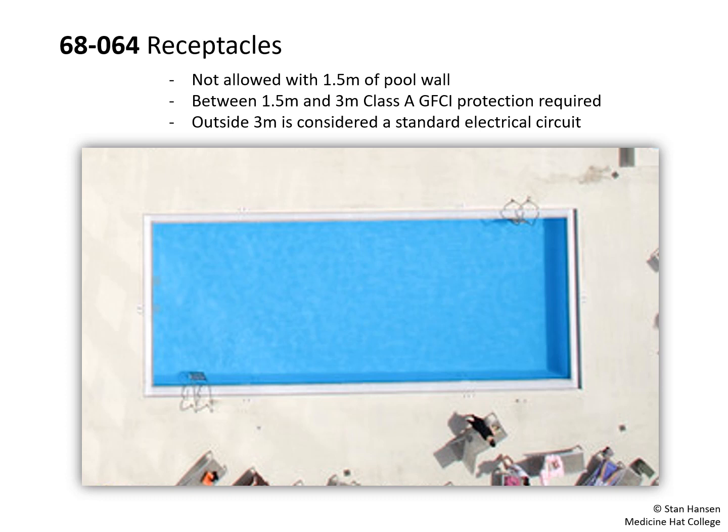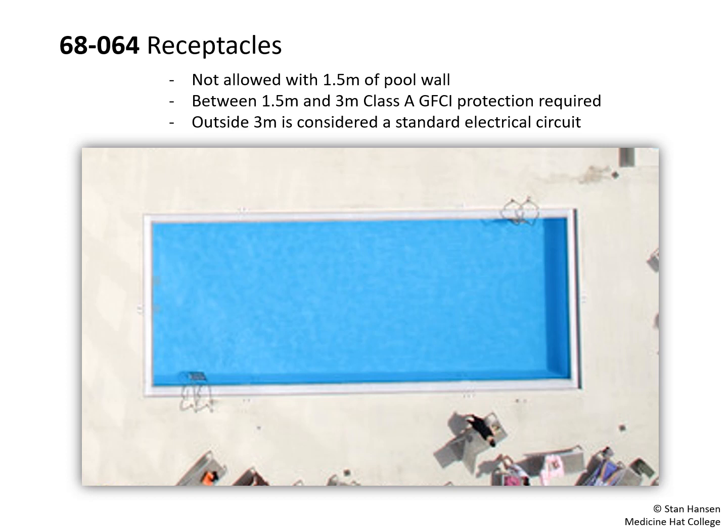When it comes to other electrical equipment such as receptacles, Rule 68064 deals with those. We are not allowed to put any receptacles of any sort between the pool wall and 1.5 meters. If we are outside the 1.5 meters and up to 3 meters away, any receptacles in that area need to be a Class A GFCI protected circuit. We can either use a Class A receptacle or we can use a Class A breaker in order to protect those circuits.